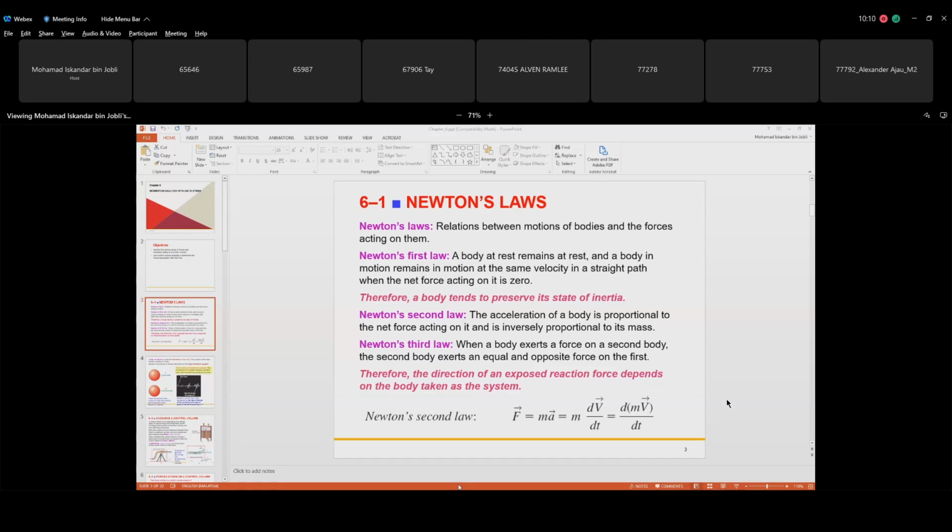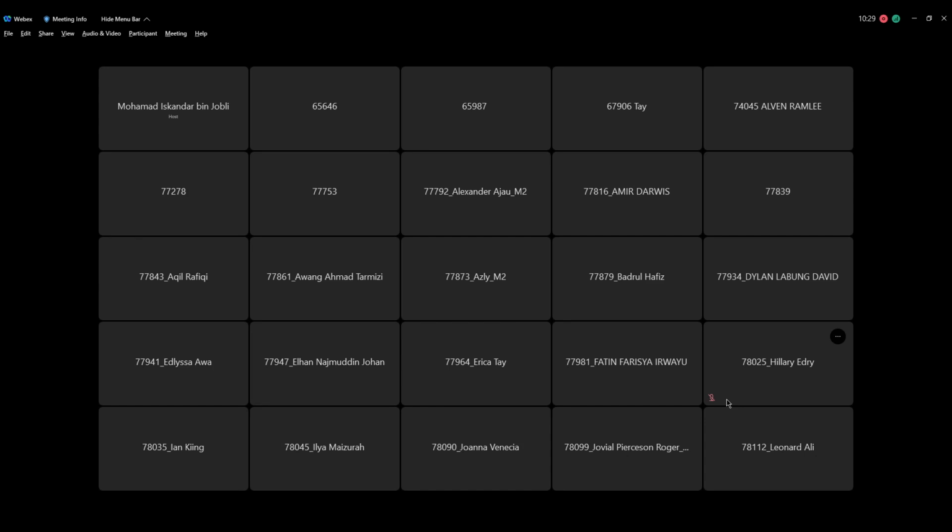Right. Let's get back to where we were. Right, okay, a body at rest remains at rest, and a body in motion will always be in motion at the same velocity in a straight path when the net force acting on it is zero. Okay, when the net force acting on it is zero. Now, what does this statement mean?